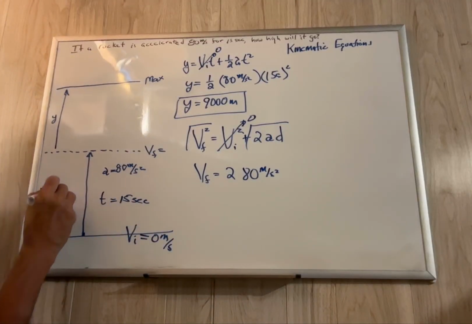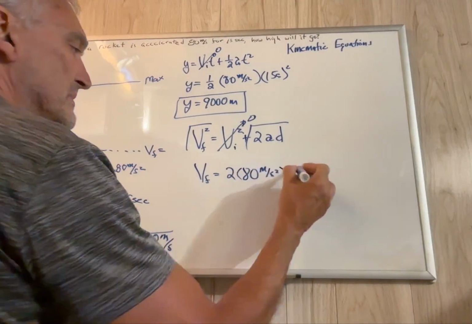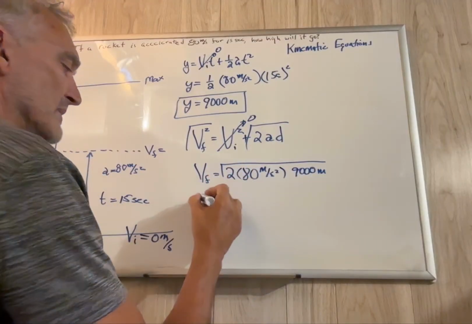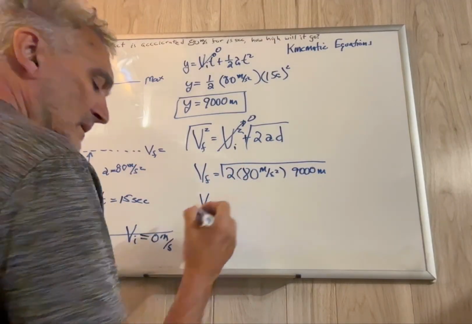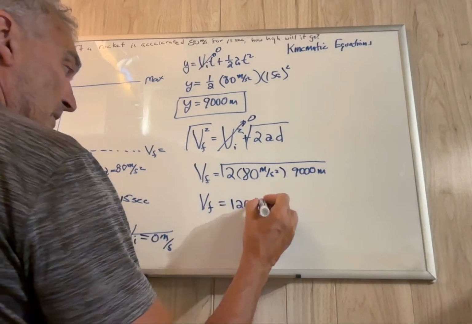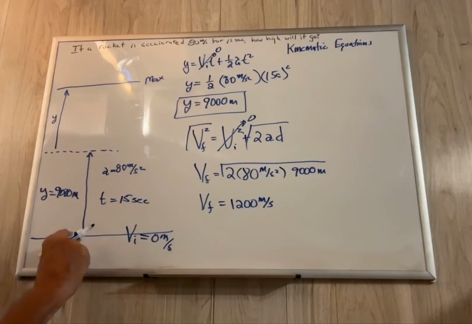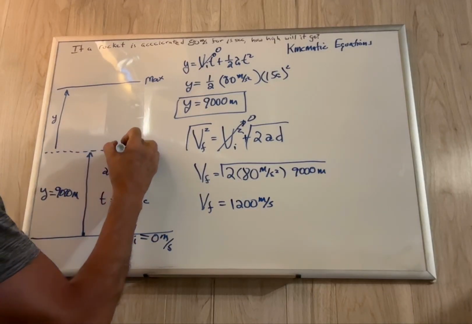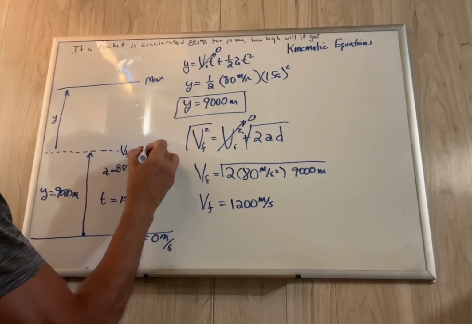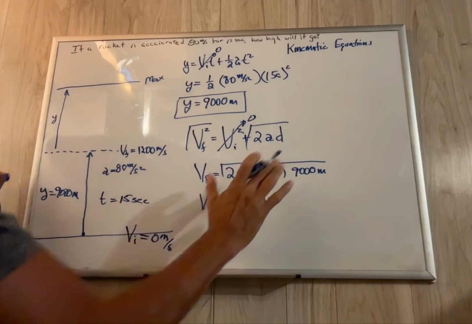Now that I know this is 9,000 meters, I can plug that in here. This will be 9,000 meters, and we're going to take the square root of that. My velocity final will be equal to that, and once you take the square root, you get about 1,200 meters per second. So I know now that when this rocket is done with its acceleration, the velocity at that very second is going to be about 1,200 meters per second. Okay, I'll let you take a picture of that if you like.